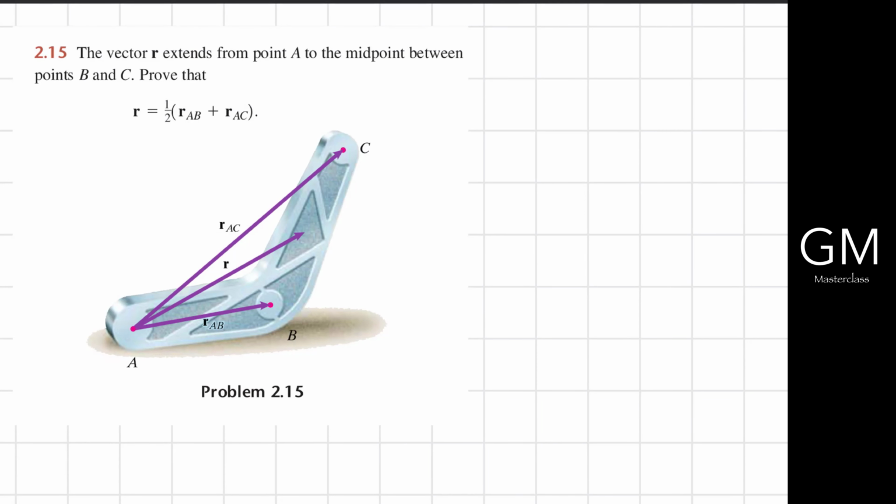We will solve the following exercise. The exercise is number 2.15. The vector r extends from point A to the midpoint between points B and C. Prove that this equation is real: r is equal to 1 divided by 2 multiplied by the summatory of r_AB and r_AC.